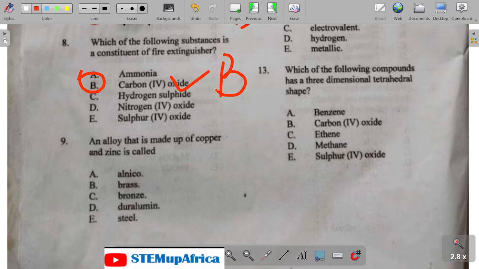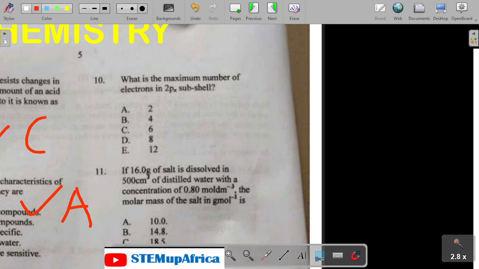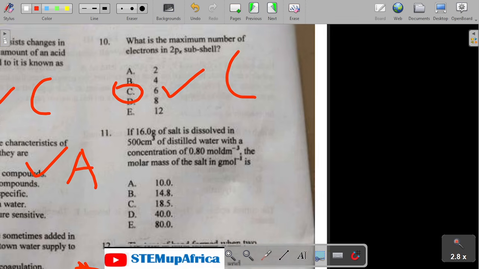Number 8 says an alloy that is made up of copper and zinc. An alloy that is made up of copper and zinc is brass, which is option C. Now look at number 10. What is the maximum number of electrons in the 2p shell? The 2p always has 6 electrons, so the answer is C. The p always has 6 electrons.